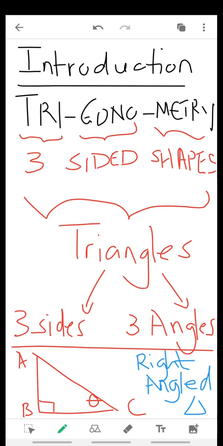Okay, so I've drawn for you triangle ABC, and this type of a triangle with that symbol at B, we call it a right-angled triangle. Why? Because that symbol at B represents a 90 degrees. So any right-angled triangle has one of its angles equal to 90 degrees. Okay, so triangle ABC in this case is a right-angled triangle.